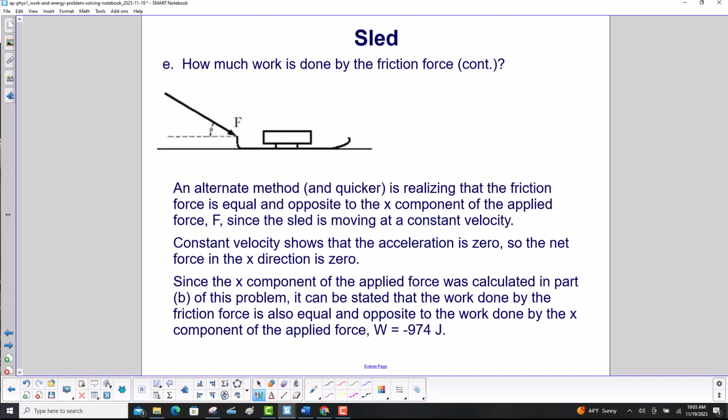An alternate method, and quicker, is realizing that the friction force is equal and opposite to the x component of the applied force F, since the sled is moving at a constant velocity, like we said on the previous slide. Constant velocity shows that the acceleration is 0, so the net force in the x direction is also 0. Since the x component of the applied force was calculated in part B of this problem, it can be stated that the work done by the friction force is also equal and opposite to the work done by the x component of the applied force, so all we have to do is put a negative in front of that 974 joules.